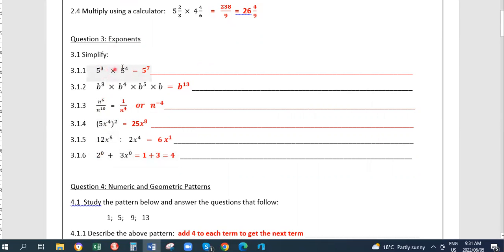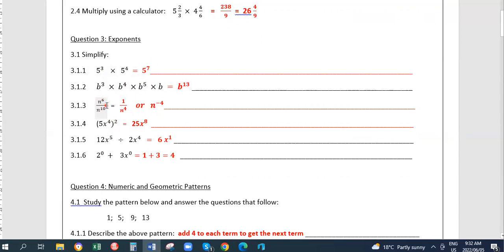So when you multiply, we add the exponents. When we divide, we're subtracting. When we're raising a power to a power, we're multiplying. So here, multiplying 5 to the 3 and 5 to the 4, 3 plus 4 will give me 7. Next one, we are multiplying all of this, which means we add the exponents. That's 3 plus 4 plus 5 plus 1. There's a 1 here, which is 13.